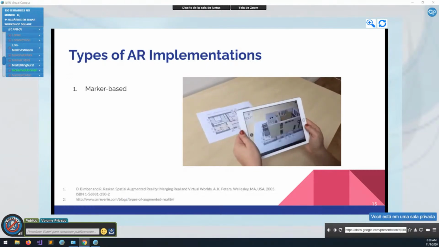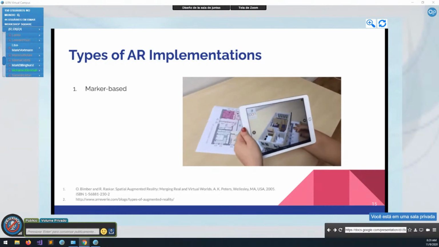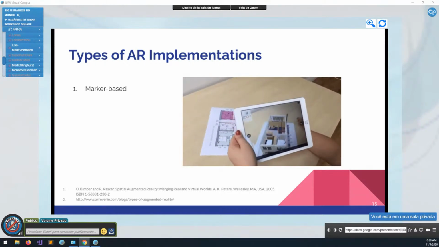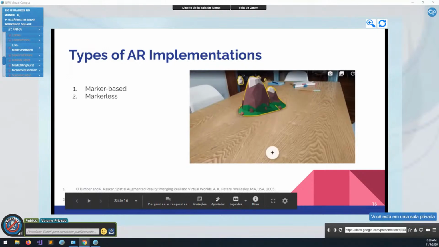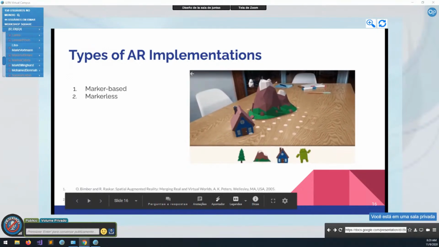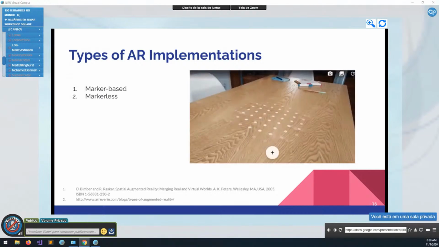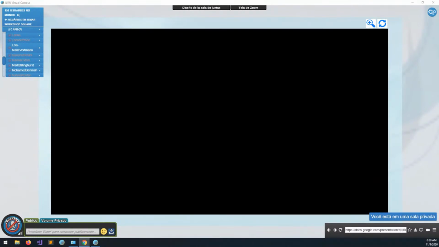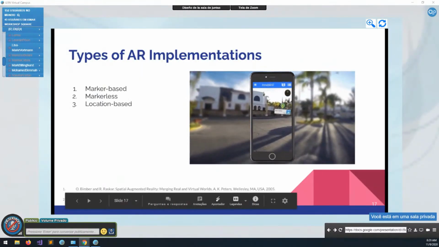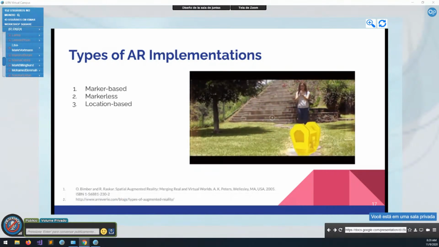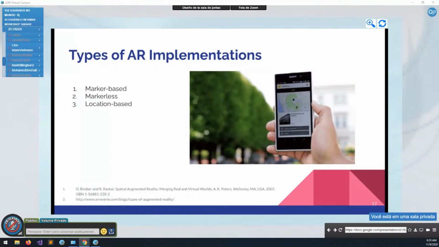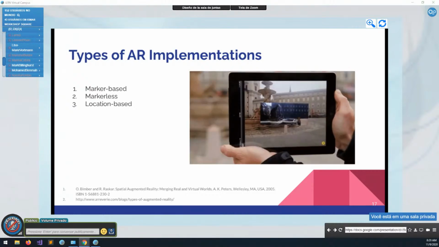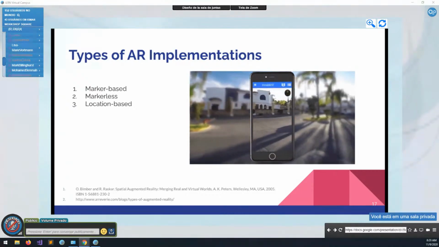And then there are different types of AR implementations. One of these is marker based, which scans the marker through the device's camera and reflects the matched content from the database onto the real world. We then have markerless AR, which uses AR implementations that get triggered by scanning the surrounding environment without using any fiducial markers.